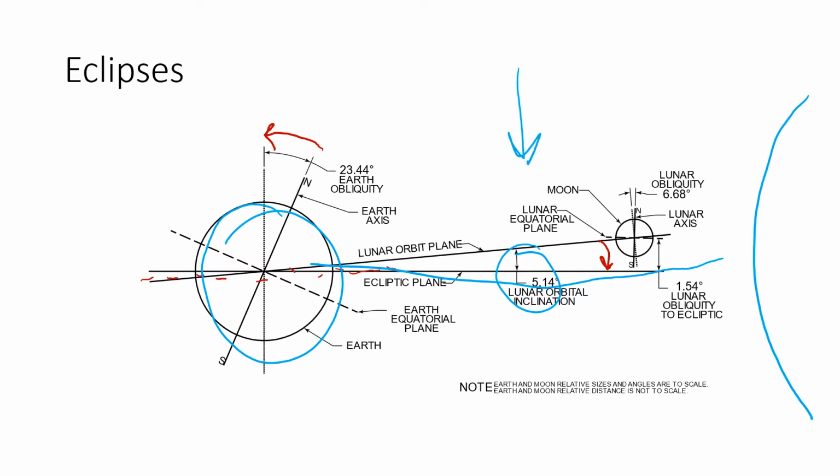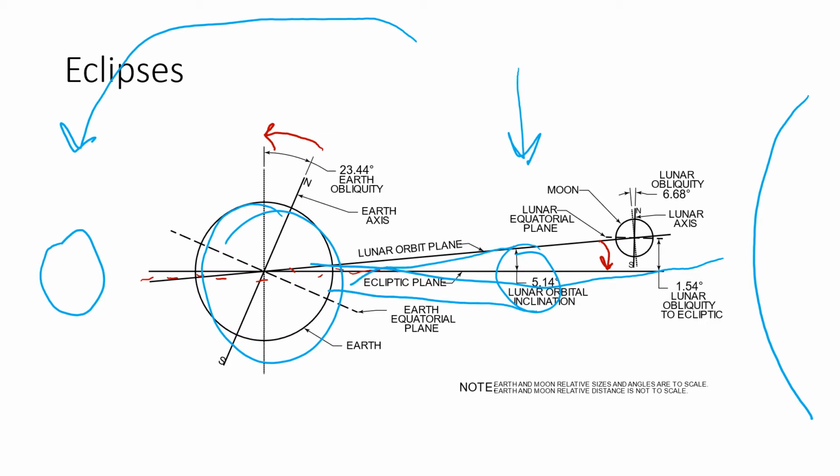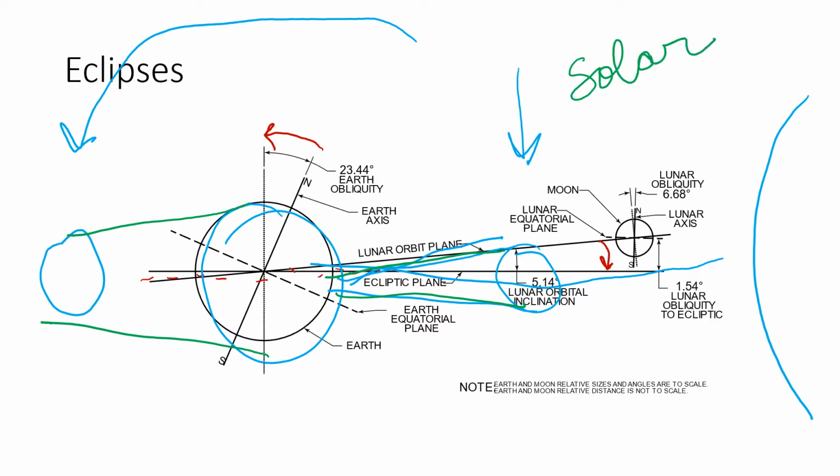So we'd have a solar eclipse during the new moon, and a lunar eclipse during the full moon. Basically, the shadow of the moon would be projected on the Earth. I need a different color. I'm making a mess, sorry. And then the shadow of the Earth would cover the moon in this situation. So here we would have a solar eclipse and a lunar eclipse, if we were aligned in such a way that we had no tilt to our orbit and the moon was also not tilted.